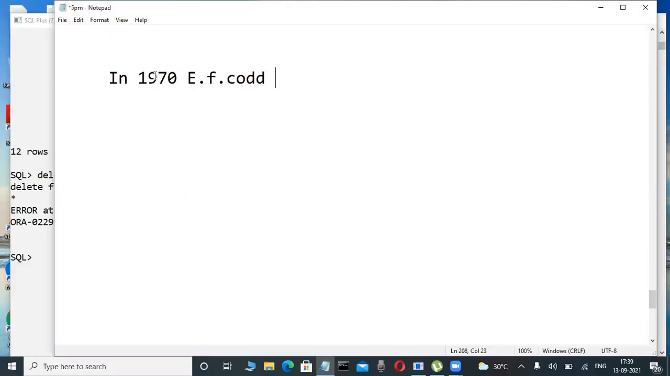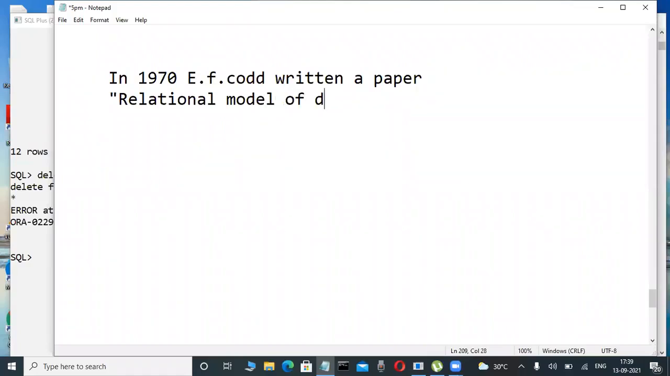Slowly observe here. In 1970, E.F. Codd actually wrote a paper. Paper means not a simple paper, but big articles. Now, what is that paper name? A Relational Model of Data for Large Shared Data Banks is the paper.